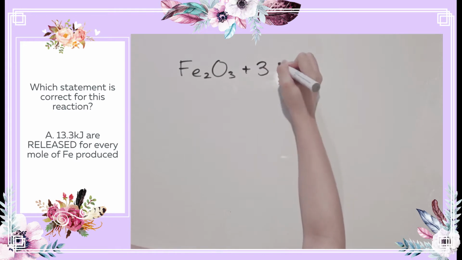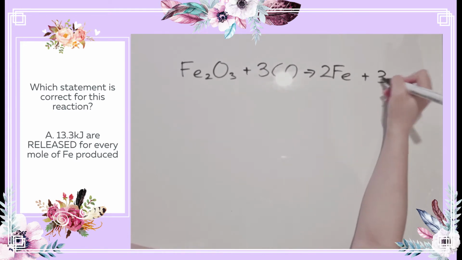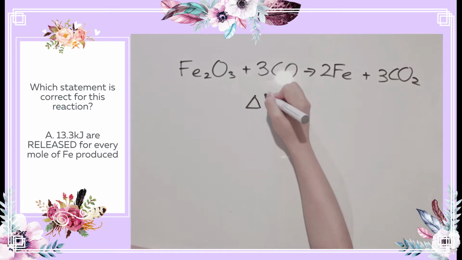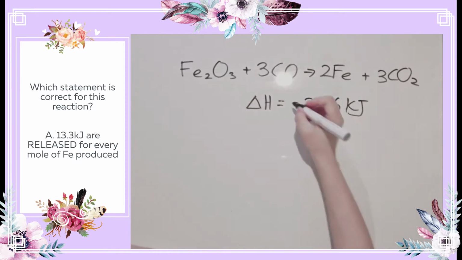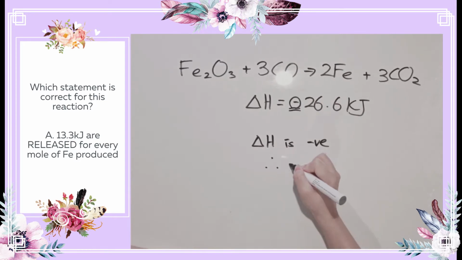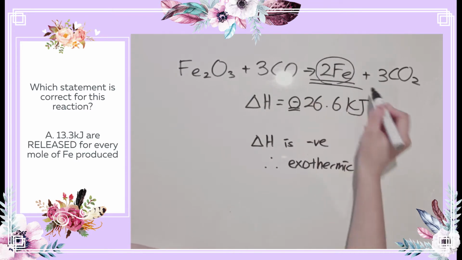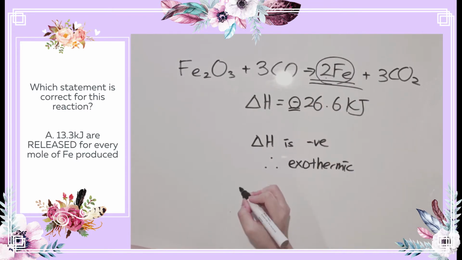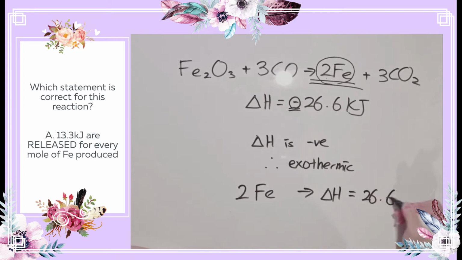Which statement is correct for this reaction? So this is the reaction, and we're given that delta H is negative 26.6 kilojoules. Negative delta H indicates that this reaction is exothermic, meaning energy is released. We're also given that the 2 ion is produced, releasing negative 26.6 kilojoules.